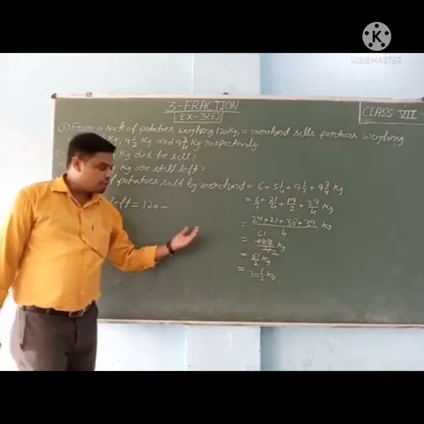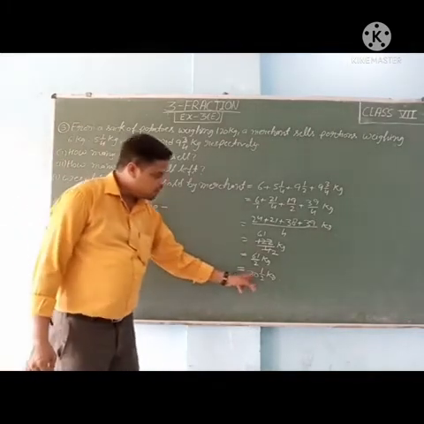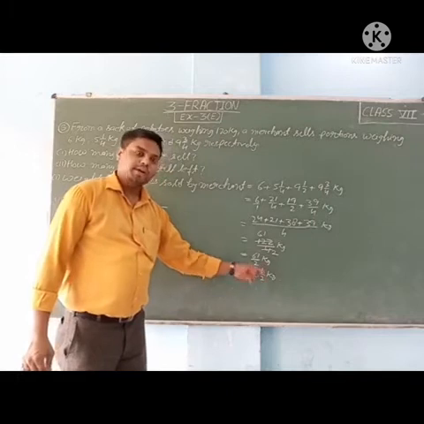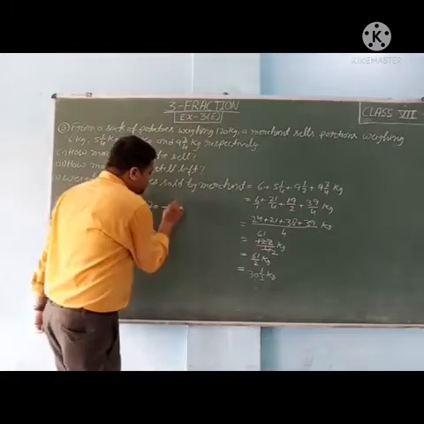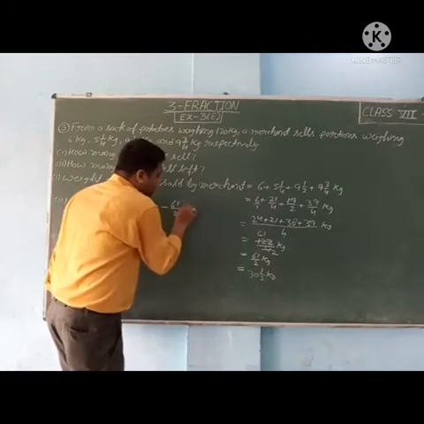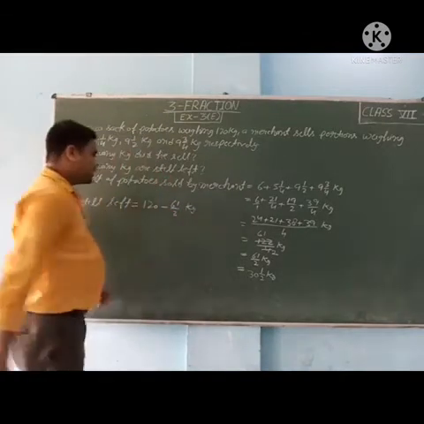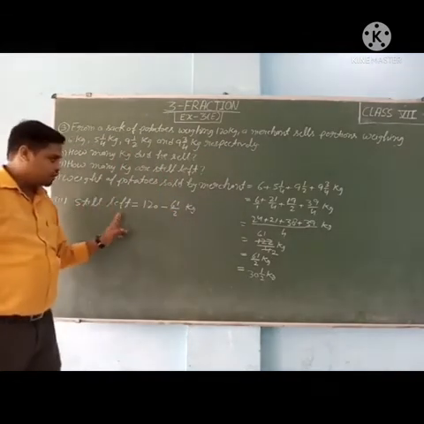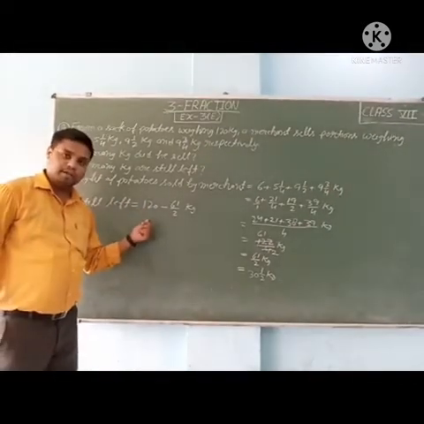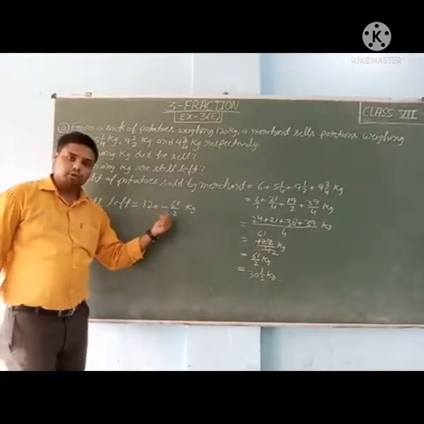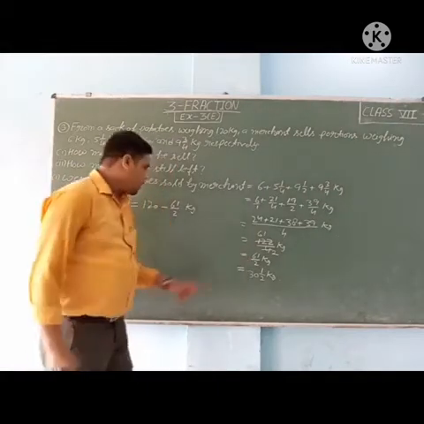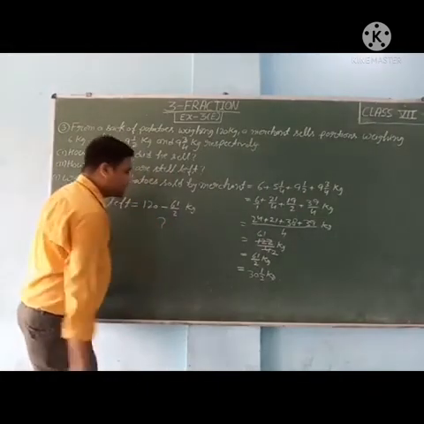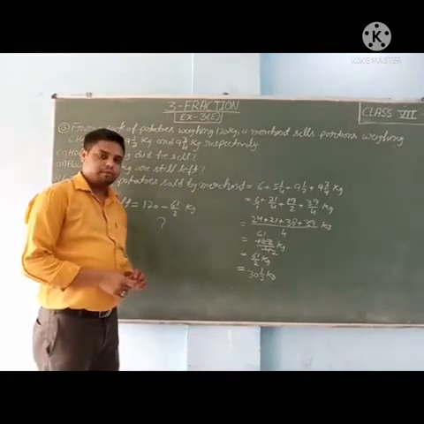So how much weight was sold? 30 whole 1 upon 2. It is 61 upon 2. So we can write directly 61 upon 2 and here kg. Listen again. Still left: total weight was 120 kg minus weight sold. So weight sold is 61 upon 2 kg. Now you have to solve this. Comment the answer in the comment box.